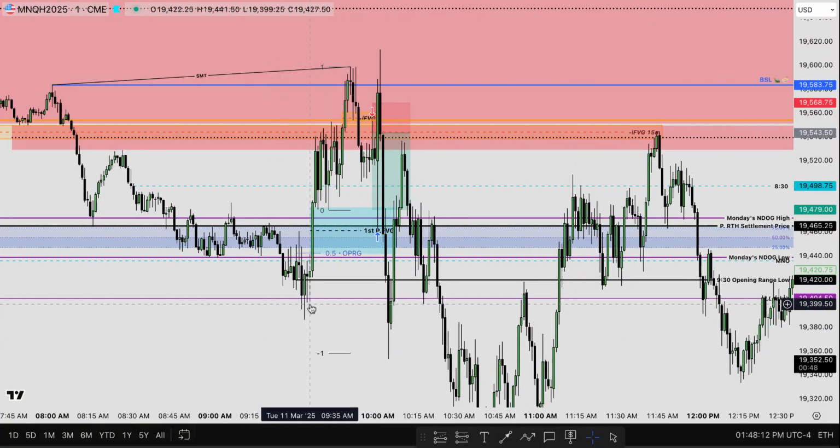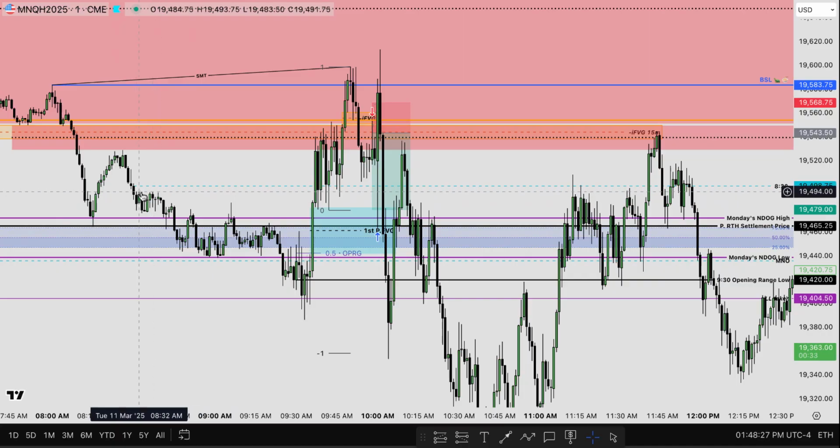9:30 open, sweeps these lows. Changing the state of delivery right here. And yeah, that could have been a good entry right there. A real good entry. Taking profits at these equal lows. These equal lows, these are way too clean.